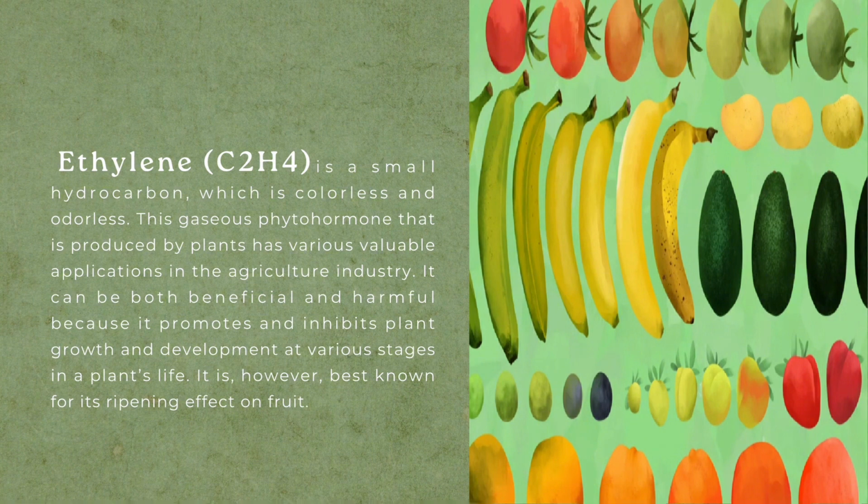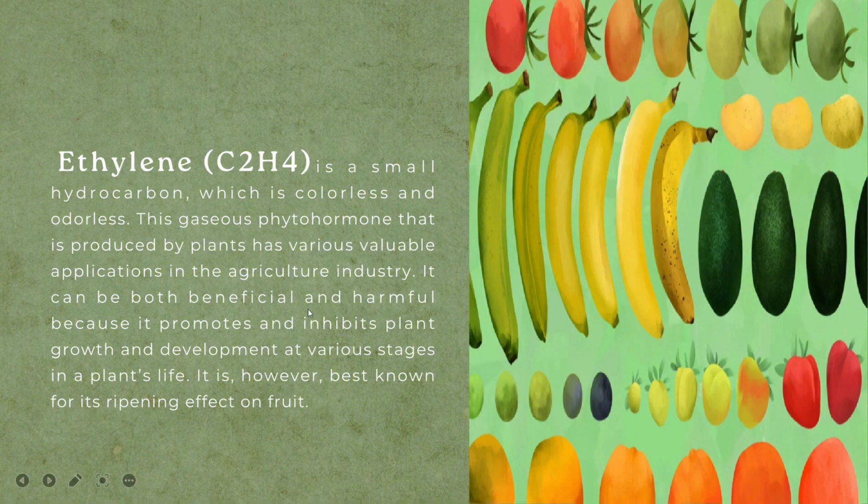Ethylene, C2H4, is a small hydrocarbon which is colorless and odorless. This gaseous phytohormone that is produced by plants has various valuable applications in the agricultural industry. It can be both beneficial and harmful because it promotes and inhibits plant growth and development at various stages in a plant's life. It is, however, best known for its ripening effect on fruit. So it can be harmful or beneficial.